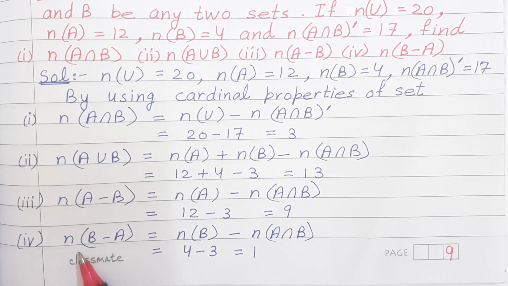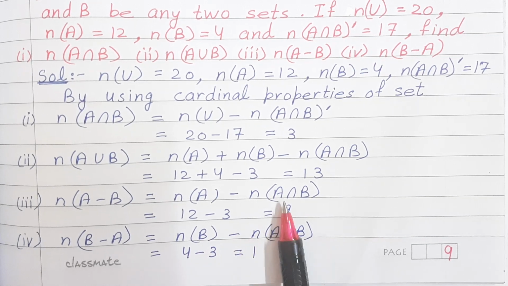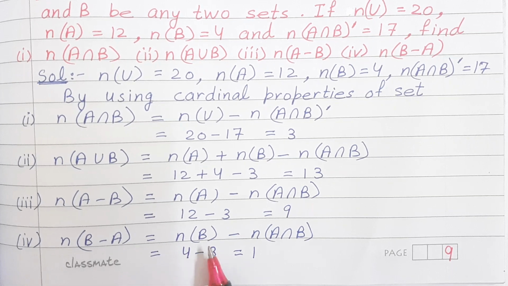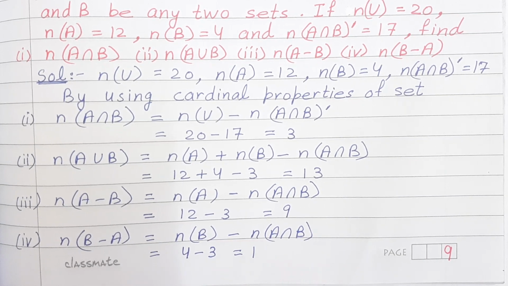Now the fourth part: the number of elements in B minus A. Here, children, we will write in the same way as we have done in the previous part. That is the number of elements in B minus the number of elements in A intersection B. That is 4 minus 3 equal to 1.